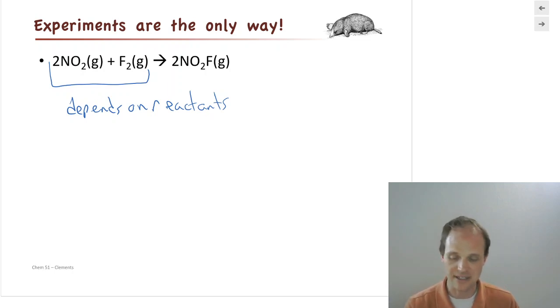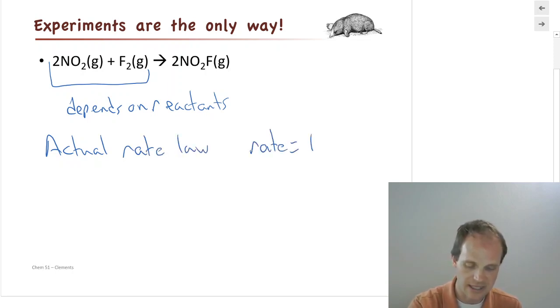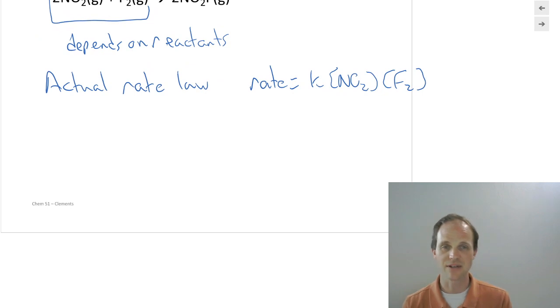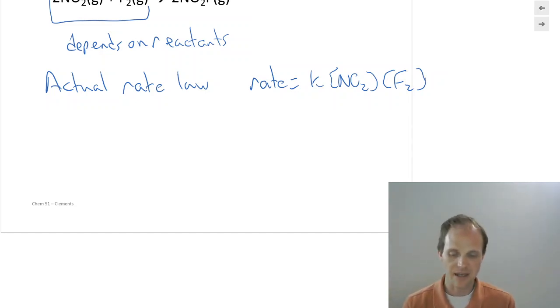But how is it? If we actually look at this one, if you do the experiments, the actual rate law is going to be that rate is equal to K times the concentration of NO2 to the first power times F2, not to the second power. It doesn't depend on both of those hitting, it just depends on one of them. And that's not really intuitive to what we were doing before. But that's what the experiments tell us, and the experiments are the only way to know. Okay?